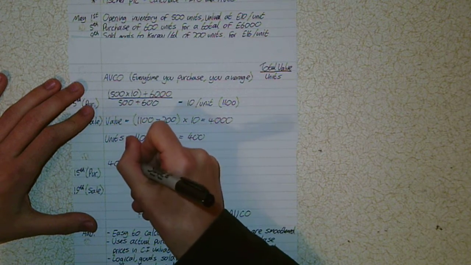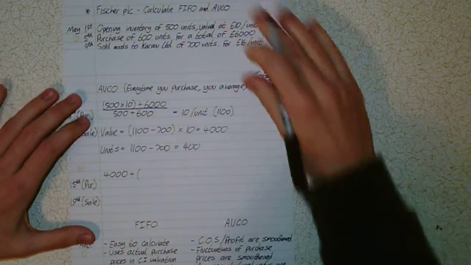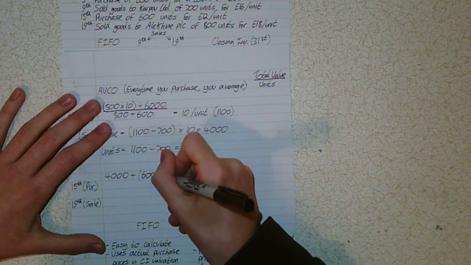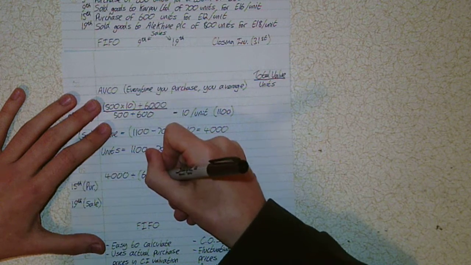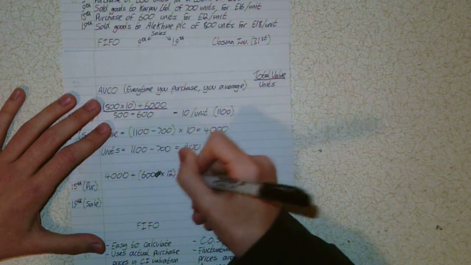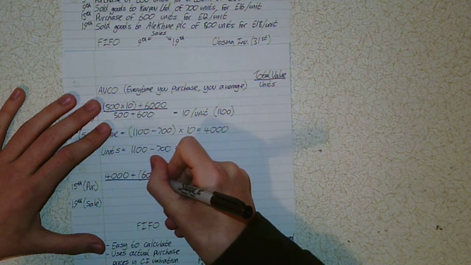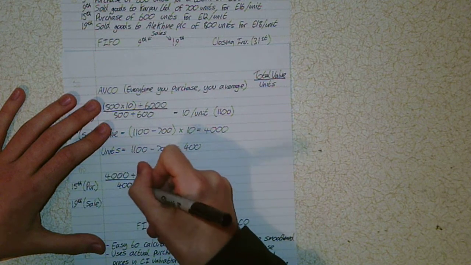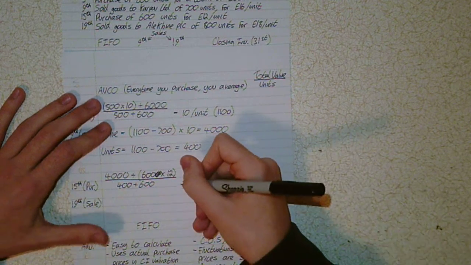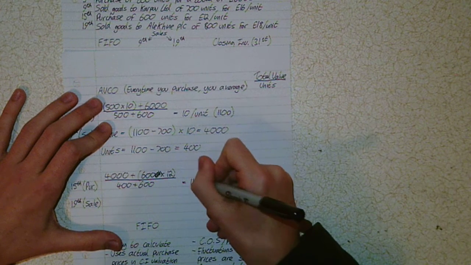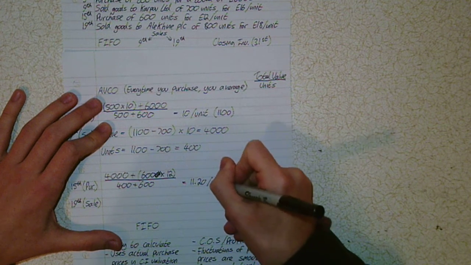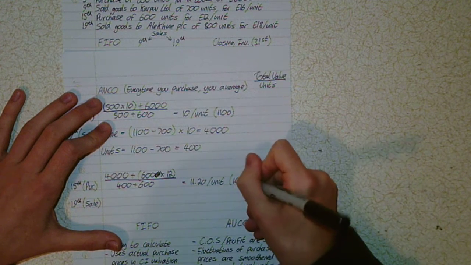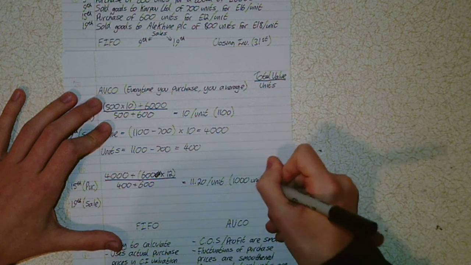So I've got the 4,000 from the previous calculation plus 600 units at £12. Sorry, 600, not 6,000, at £12. So I can take this 400 units plus the 600 units from the new purchase, and the new value is £11.20 a unit. And I've got 400 plus 600 units, so that's 1,000 units. As easy as that.